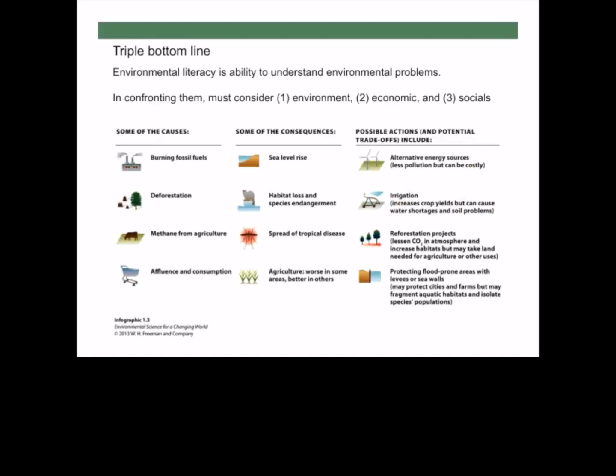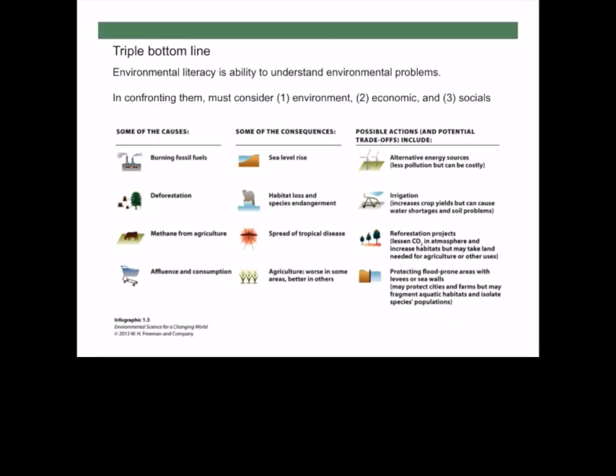Irrigation can increase crop yields, but it can also lead to water shortages like we see in California. That's a serious problem today. Reforestation projects can take CO2 out of the atmosphere and increase habitat biodiversity, but as a result, you're going to take that land away from agriculture, so you're not going to be able to provide the food resources that you may have had in the past.